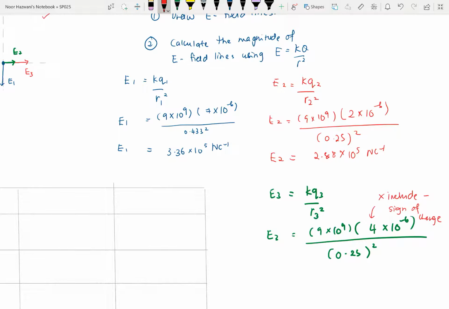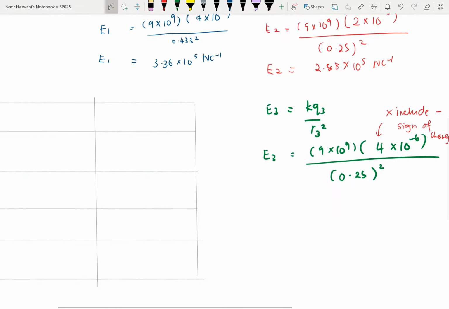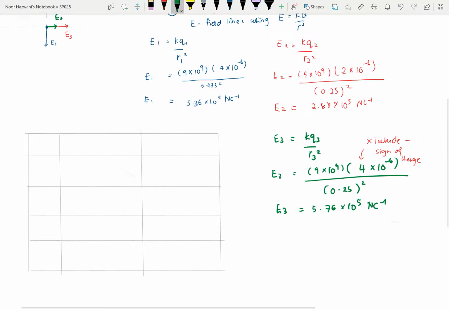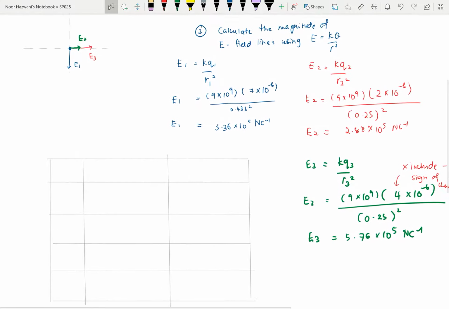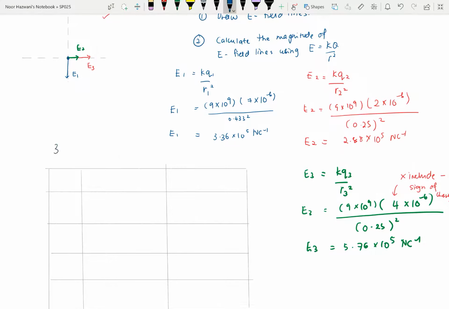Okay. Then press your calculator to find the value for E3. So you will get 5.76 times 10 to the power of 5 Newton per Coulomb. Okay, kita dah siap. Okay, step yang kedua, kita dah kira magnitude for E1, E2 and E3. Yang ketiga, kita akan resolve into X and Y component.